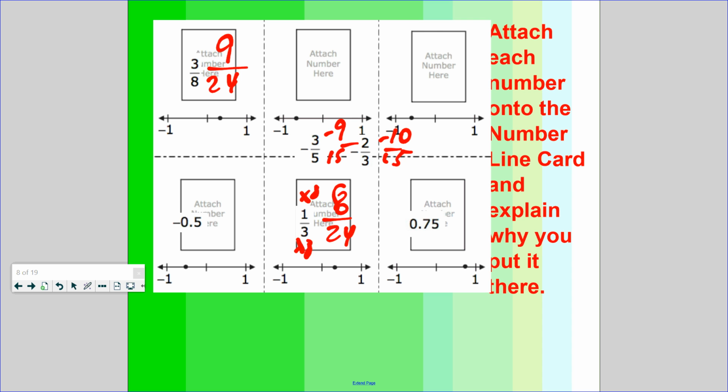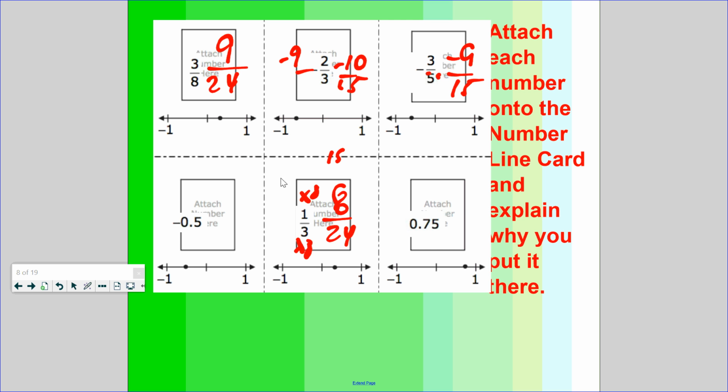So who is farther away from 0? -9 or -10? -10. So this one will go here, and this one will go here. So -10/15 goes here, and -9/15 goes for this one right here.